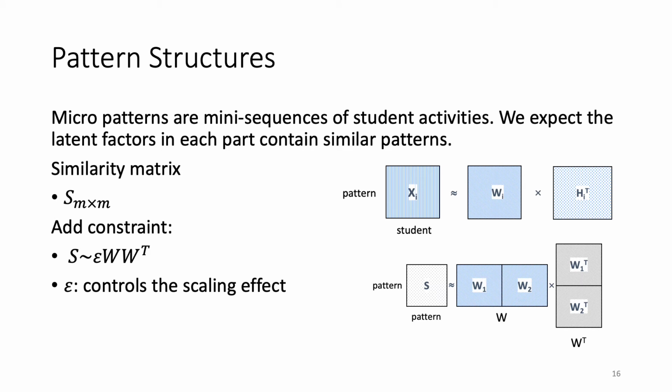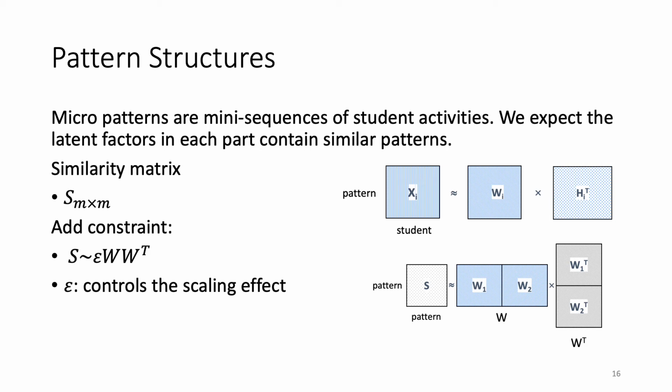Having the structural similarities between the micropatterns in a similarity matrix S, we augment our factorization model to impose these similarities. We use the assumption that structural pattern similarities that are discovered by our proposed distance function should be equivalent to pattern similarities that we discover using the factorization of student vectors.